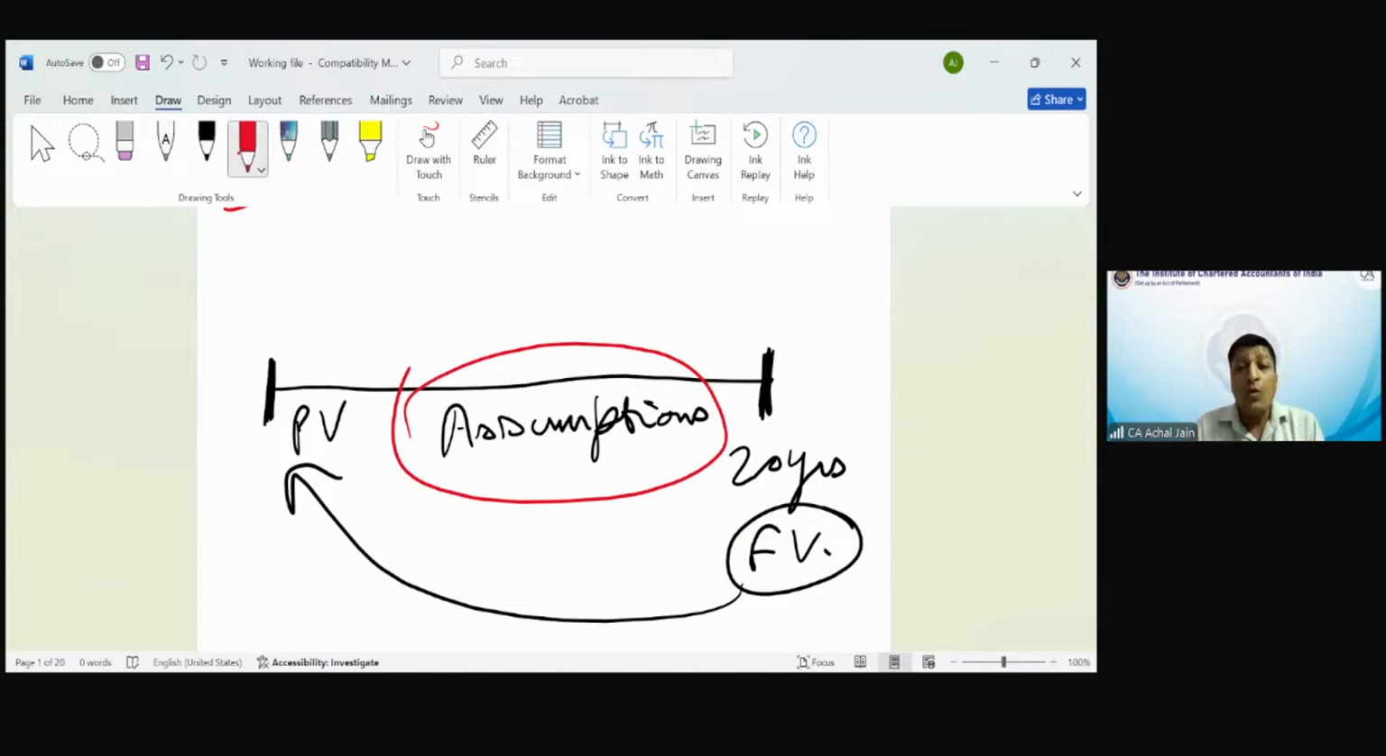Now, how are these assumptions relevant? These are relevant because an employee is expected to continue for the next 20 years. But suppose suddenly the employee is no longer continuing with the company, maybe because the business is not there. So what will happen? All of these assumptions will just go away.